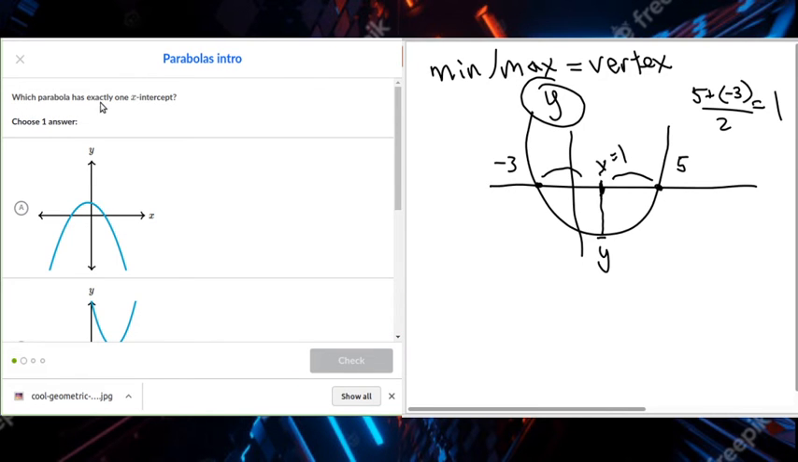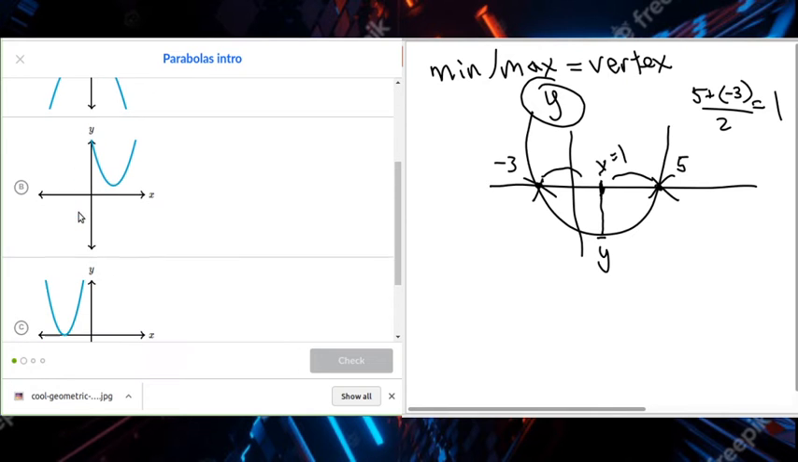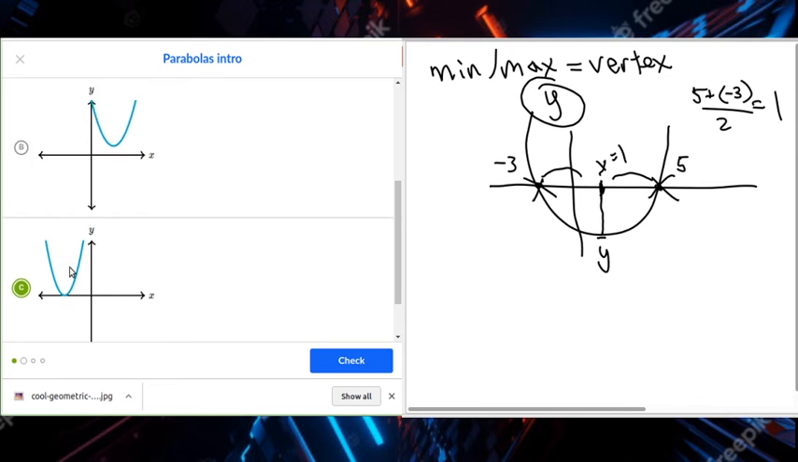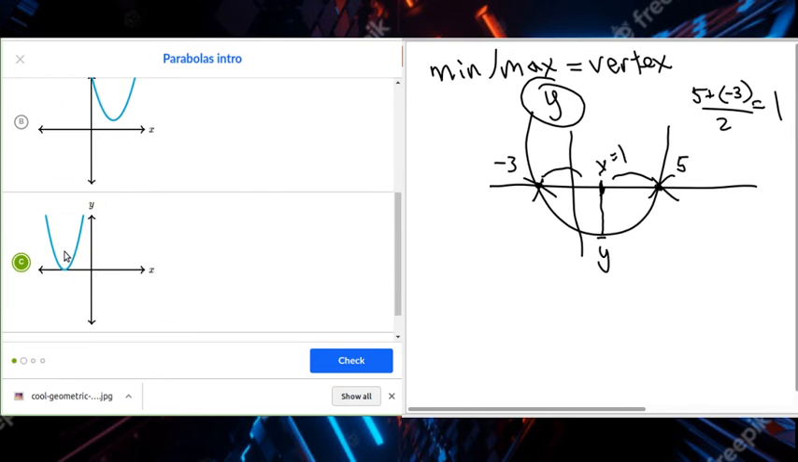So which parabola has exactly one x-intercept? Well, what does x-intercept mean? X-intercept means where it crosses the x-axis, right here. So I can see over here this one has 2, and this one has 0, and then this one has 1. It hits the x-axis and looks like it's in one place. We can't guarantee it's in one place, but the others are not right, so this is the only one that can be right.